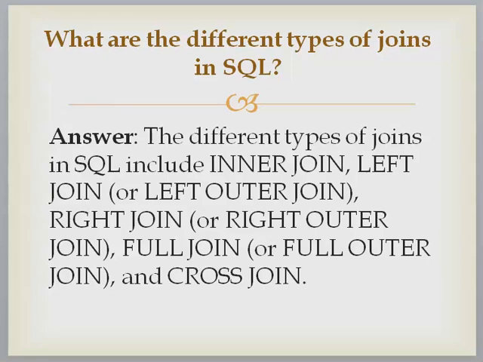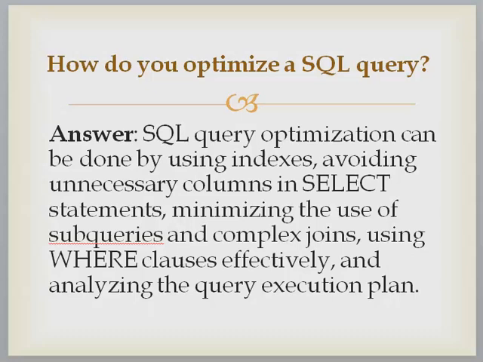What are the different types of joins in SQL? Answer: the different types of joins in SQL include inner join, left join or left outer join, right join or right outer join, full join or full outer join, and cross join.